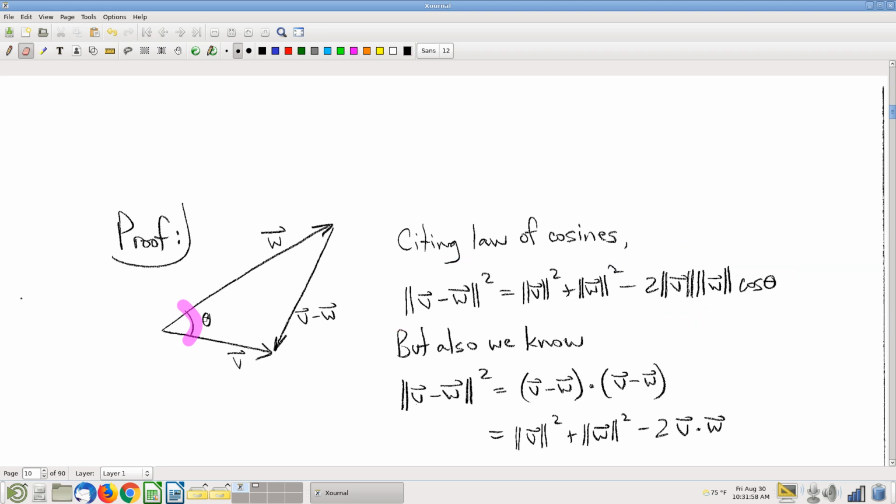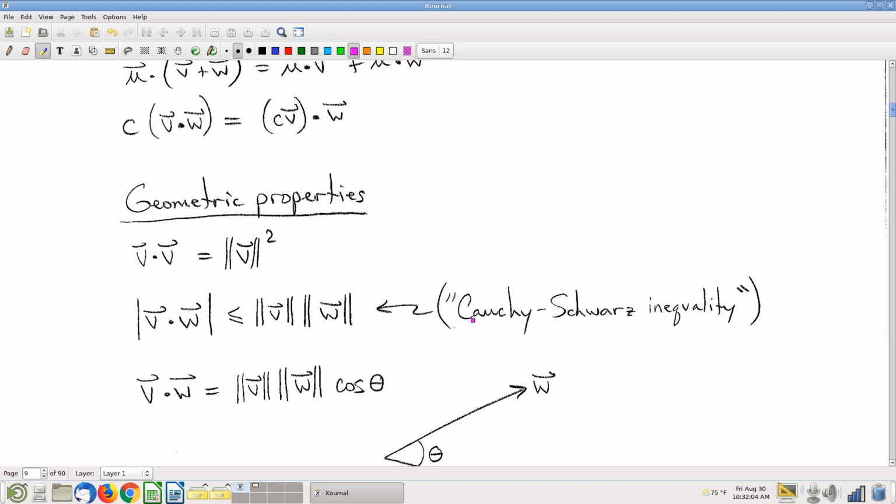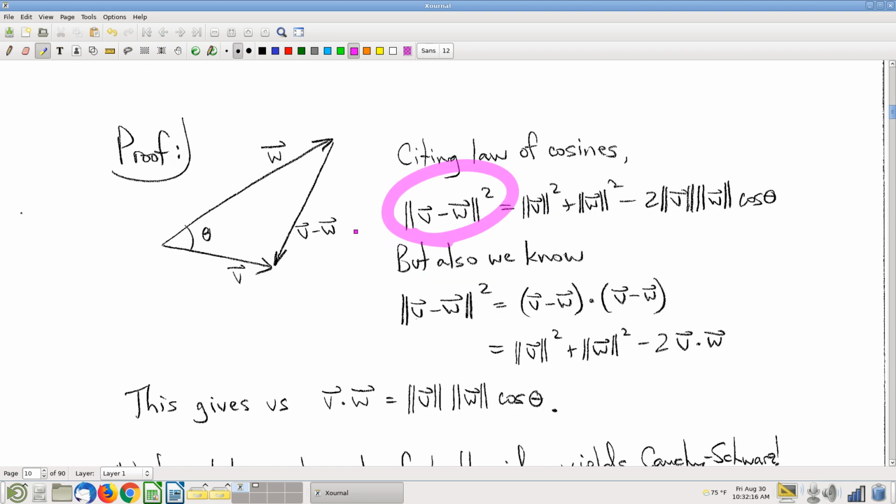Okay. Now here's another thing, though. Let's look at the magnitude of v minus w, squared. Don't forget this formula that we've observed already. We already know this is true, easily proved. A magnitude squared is the dot product of that vector with itself. Well, that means it's v minus w dot v minus w, and then you can just FOIL that out to turn it into this.